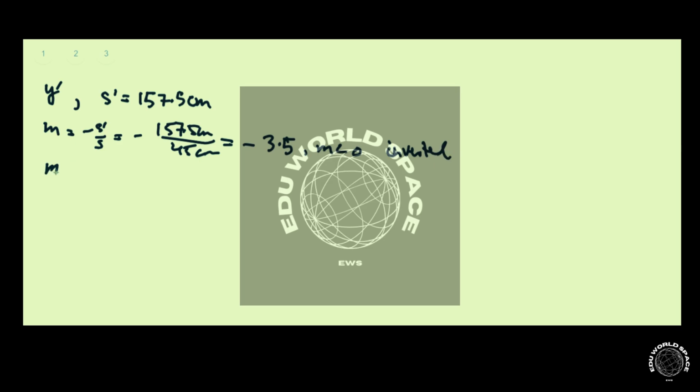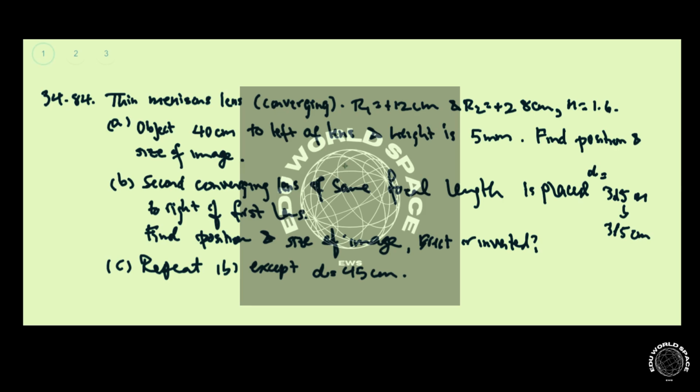And now we can use m is also equal to y prime over y, which tells us that y prime is m times y. So we have 3.5 times the height of the object, which is 5 millimeters. And that gives me 17.5 millimeters. So that now is the height of the image. And now we can move on to whatever we're asked to do in part B.